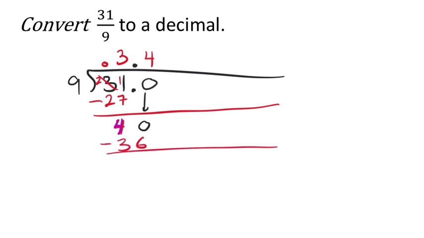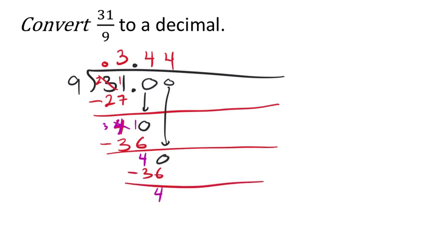And when I subtract that, I get 4, as 10 minus 6 is 4. Now, we've already seen the 4 in purple there, so you can see when I drop another 0, I get 40, and 9 goes into 40 4 times. 4 times 9 is 36, and when I subtract this, I also get 4.